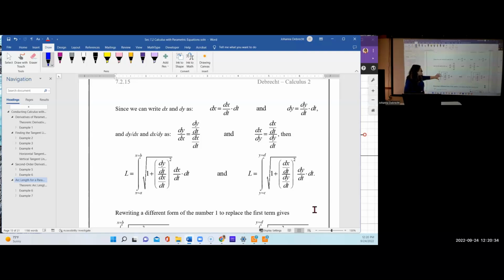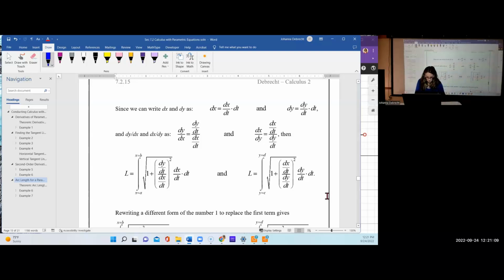So to rewrite the previous equations, instead of having dy/dx, which is f prime, quantity squared, we're going to write (dy/dt)/(dx/dt) quantity squared. And we're going to represent the dx differential as dx/dt times dt. And this is going from x equal a to x equal b. We have something similar over here: dx/dt over dy/dt, because this is with respect to y, so it turns the derivative upside down. And we have dy/dt times dt.